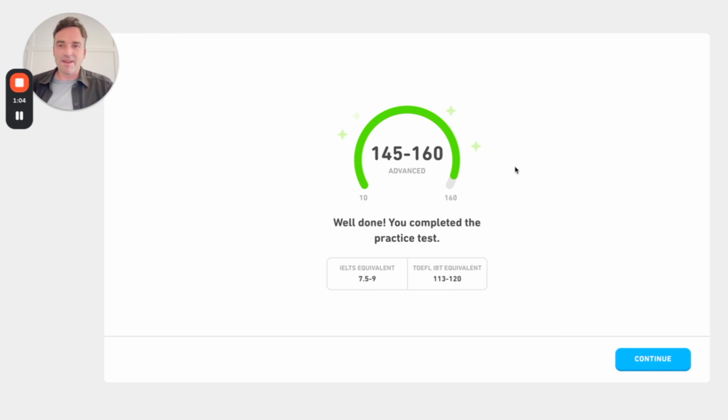Okay, so this is my estimated score. Got between 145 and 160, so that's great. 160 is, of course, the max score. 145 is a very good score. Very happy with that. This test was the newest and latest version of the Duolingo English Test. What do you think? Was it easy for you? Was it challenging? Write your answer down here.